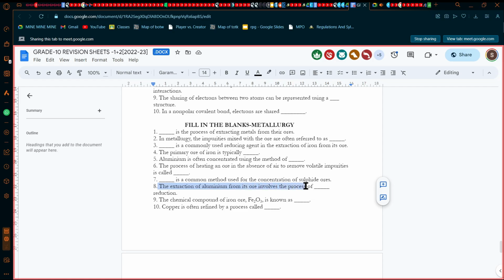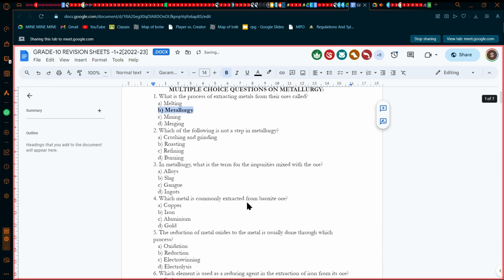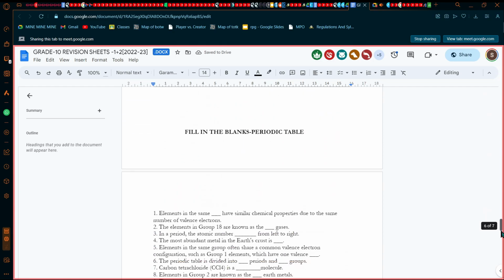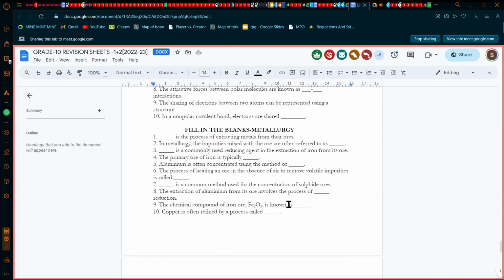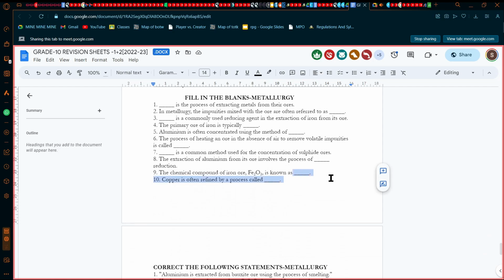The extraction of aluminum from its ore involves the process of catalytic reduction. No, electrolytic reduction. Yes. Tell me the compound of iron ore, the primary ore of iron. What is this, bro? The primary ore of iron.